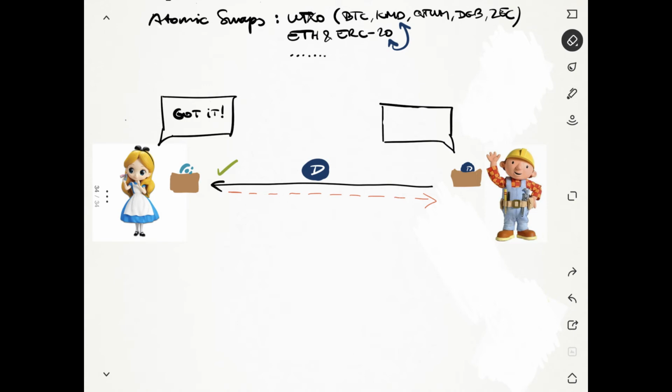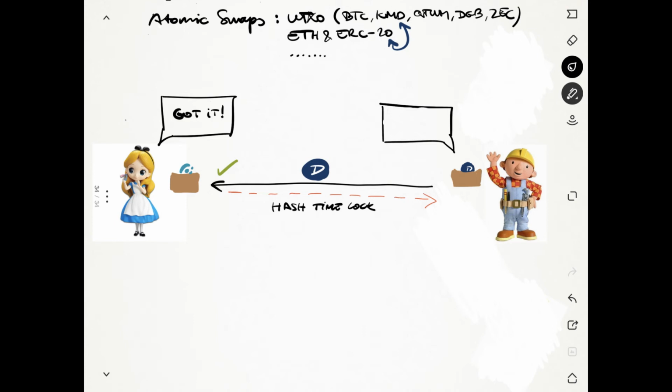Atomic swaps are actually using the hash time lock method, a property of the protocol layer itself, which is great because it cannot be attacked. This is part of the consensus mechanism itself. This is part of the Bitcoin consensus mechanism, part of the Komodo consensus mechanism, and so on. This is not some sort of third-party code running on top of the chain.